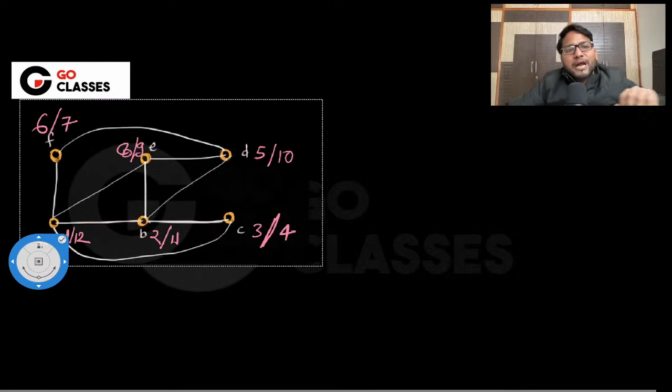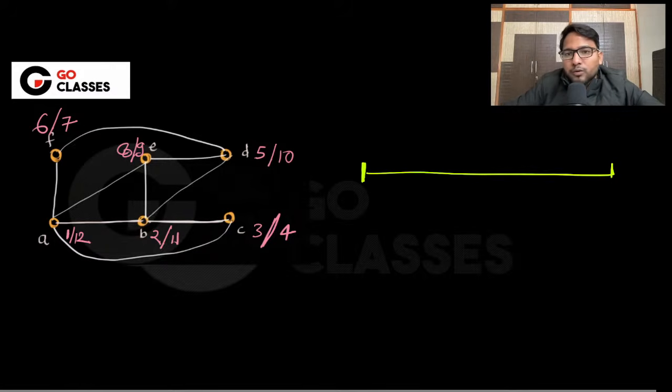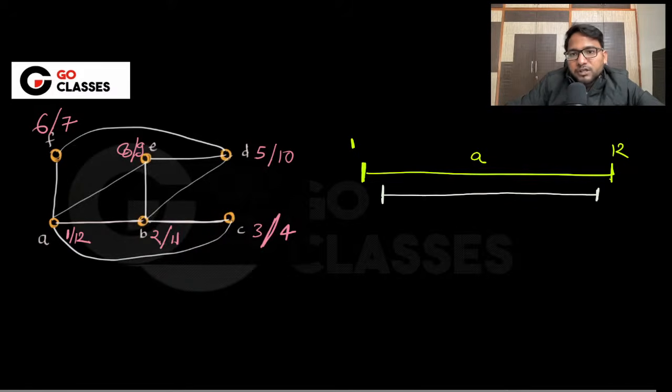Now, what is the time of A? Can anyone in the chat box write me the time of A? Both the times: 1 and 12, which means at 1 it was started, and at 12 it was finished, right? So this is 1 to 12, which is A. Let me know if that is okay to everyone. Now what is the time of B? This is 2 to 11. So this is B.